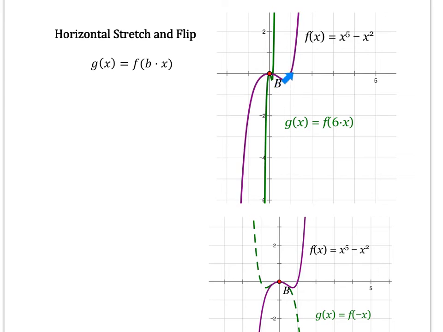Here is the function again, f of x equals x to the fifth minus x squared. Don't worry about why the graph is that way. That's what the calculator or the computer says. Great, there's our graph. We'll get into that more in the future. But when we do f of 6x, we get this green little curve there. What in the world is this f of 6x? Let's see if we can figure that out.